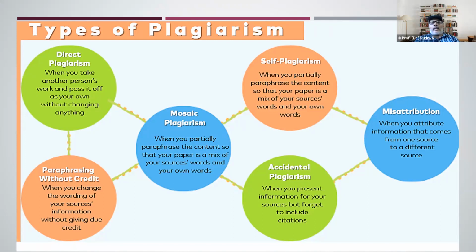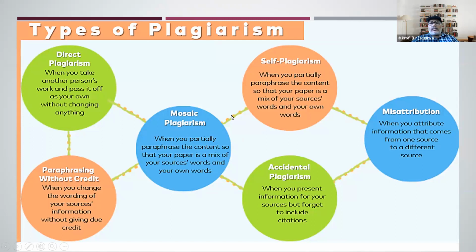So another third type of plagiarism is mosaic plagiarism, when you partially paraphrase the content so that your paper is a mix of your sources, words, and your own words. So this slide contains full description of different type of plagiarism along with their main attributes, right? So this is a mosaic plagiarism.